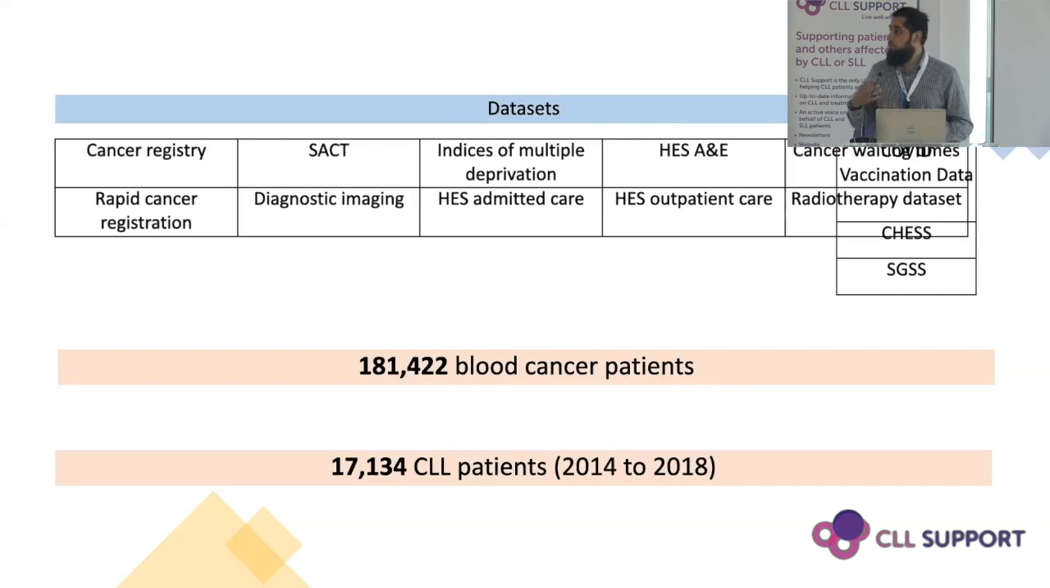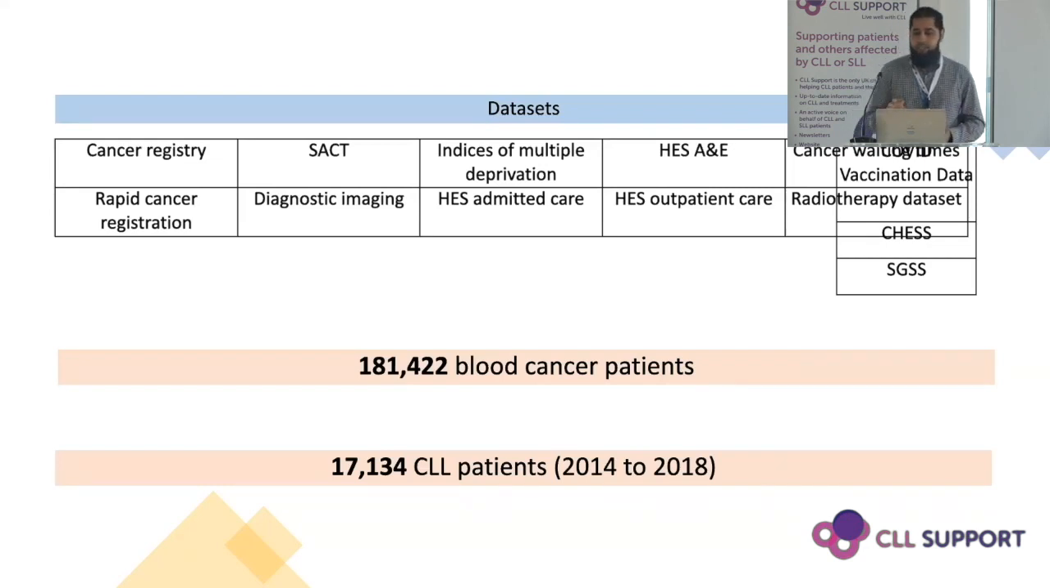There is very important information related to indices of multiple deprivation, so in terms of markers of social deprivation. Also HES, hospital episode statistics, so whenever someone is admitted to hospital and has an episode of admission, and if they receive treatment, then these data sets capture that. So you can start to imagine the amount of data that this is capturing.